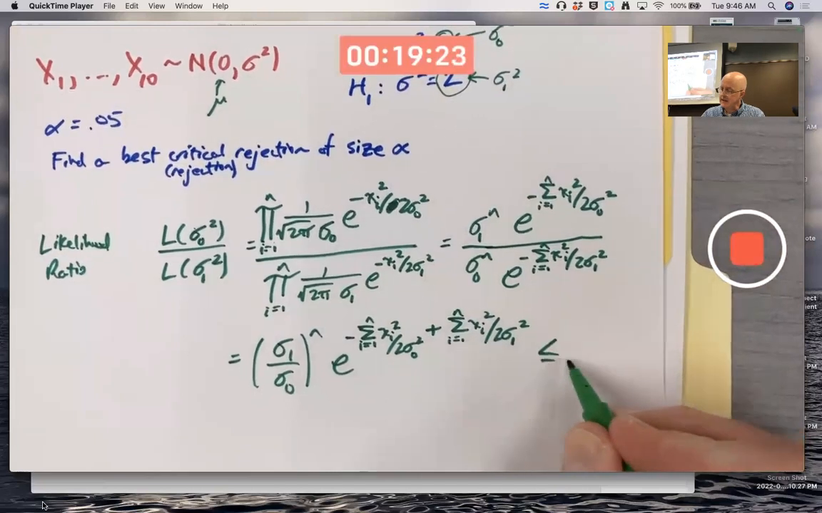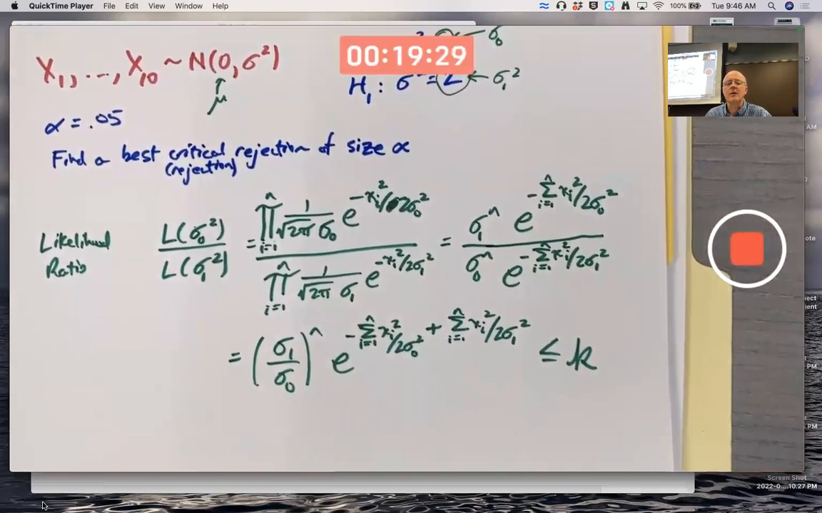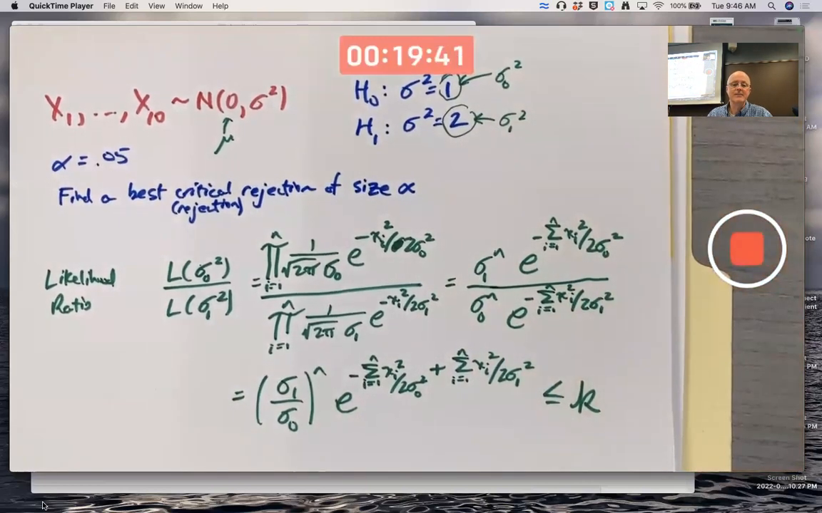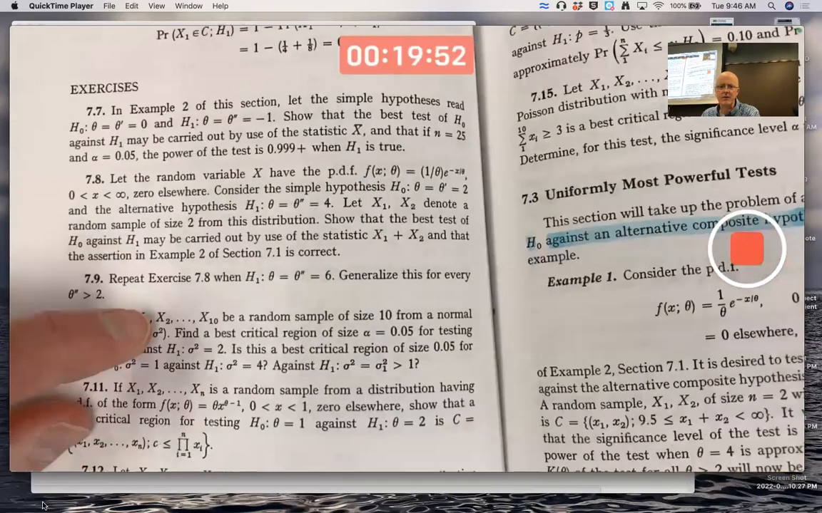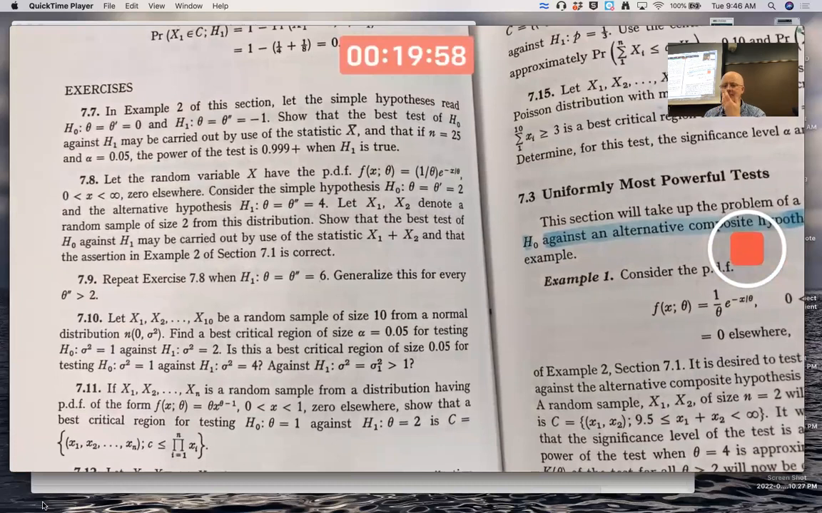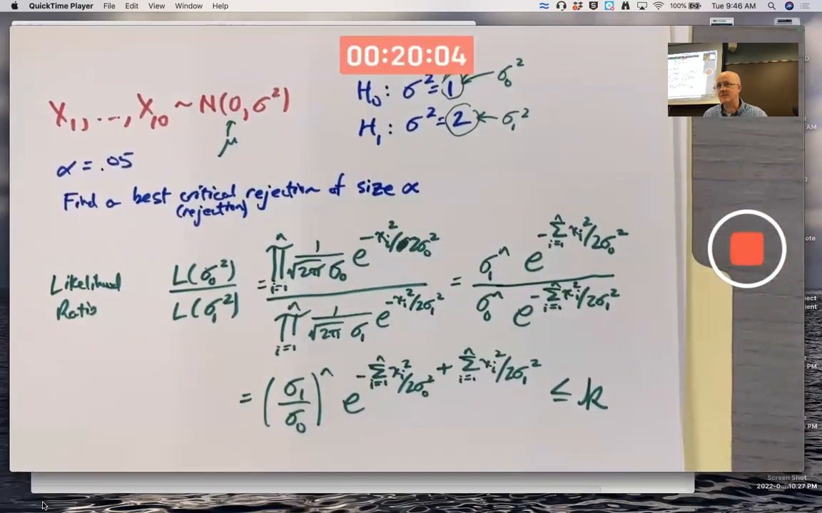This being less than or equal to some k, again, is the form of the critical region. All the points, the xi's where that's true, where sigma 0 is fixed and sigma 1 is fixed. Sigma 0 is 1, sigma 1, I guess, is square root of 2. But if we're going to have a chance of finishing the problem, where we find the best critical region when alpha is 0.05, a specific alpha, not a general alpha, you've got to simplify this somehow.